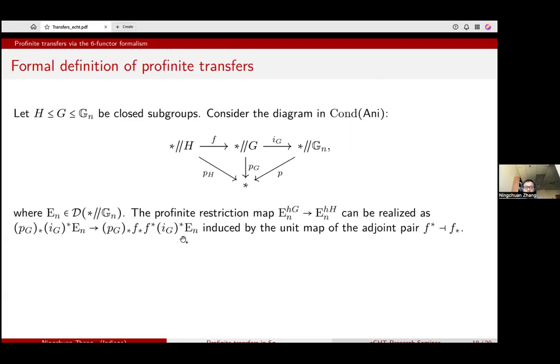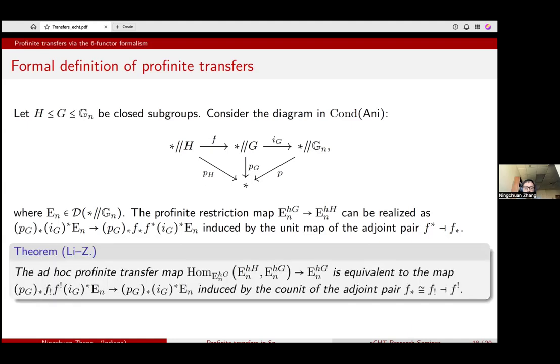So the source is E_n^{hG}. The target here, if you compose f upper star, i_G upper star, then this is restriction all the way to H. So you are just forgetting the action to the subgroup H. And then it's p_G lower star, f lower star, the composition is p_H lower star, so you are taking the H fixed points. And then you get a map between them because there's the unit map of the adjoint pair. There's another adjoint pair of the Schrick functors, and that is what we are going to say is the formal definition of transfer. So the definition that I gave earlier as a dual restriction is equivalent to the map induced by the co-unit of the other adjoint pair, f lower Schrick, f upper Schrick.